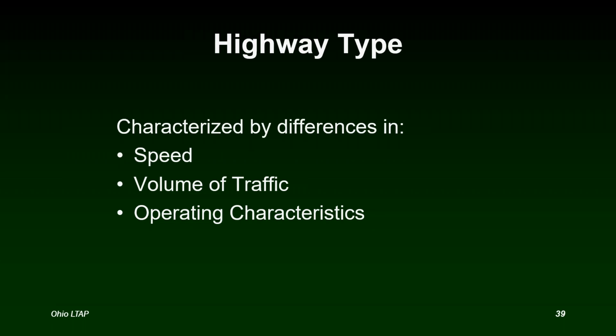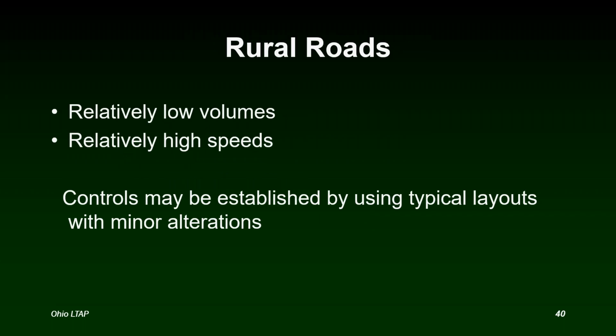Each roadway is characterized by differences in speed, volume of traffic, and operating characteristics. So let's take a look at different types of roadways. I think each person in class will see that there are different roads. Some of these you have in your jurisdiction, maybe some of these you don't. But rural roads, let's take a look at those first.